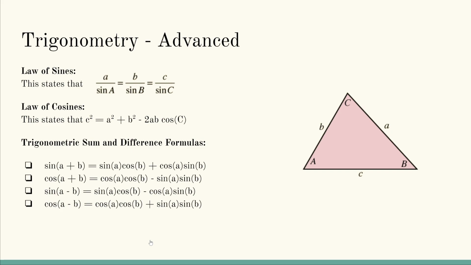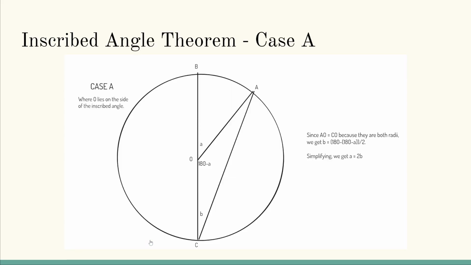Alright, so let's just prove the inscribed angle theorem because I've already pre-written it. We basically have three cases: where the center of the circle lies on the side of the inscribed angle, when it lies within the inscribed angle, and when it lies on the outside. So let's start with the initial case where it lies on the inscribed angle.